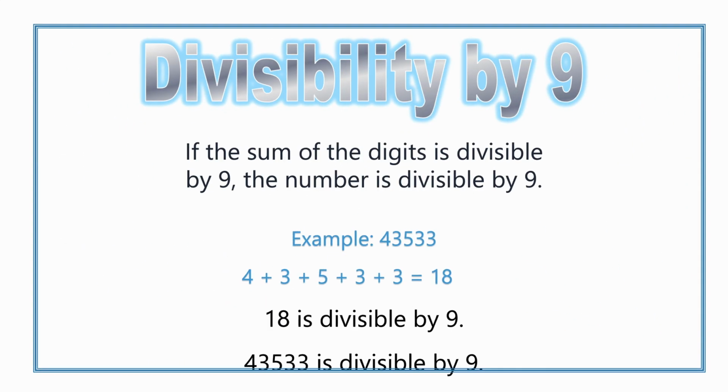Divisibility by 9. If the sum of the digits is divisible by 9, the number is divisible by 9. Example, 43,533. We take each digit and add them together. 4 plus 3 plus 5 plus 3 plus 3 equals 18. 18 is divisible by 9. 43,533 is divisible by 9.